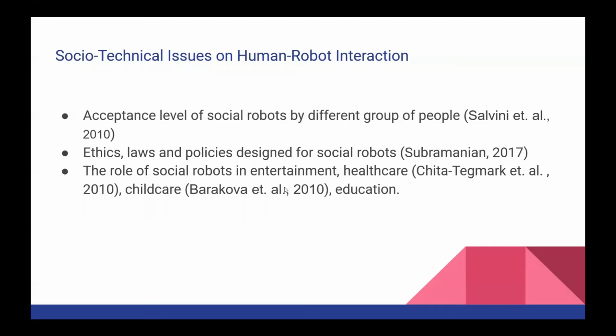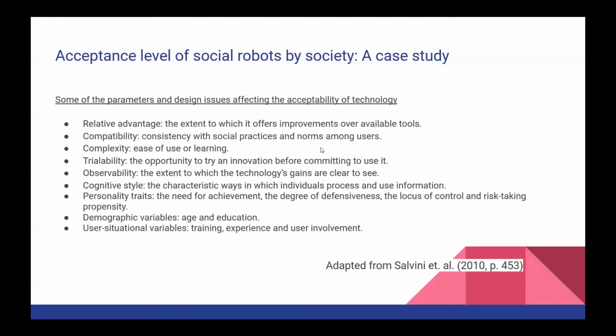Now I'm going to introduce the socio-technical issues on human-robot interaction we studied. First one is acceptance level of social robots by a different group of people. And second is ethics, laws, and policies designed for social robots. And the last one, the role of social robots in entertainment, healthcare, childcare, and education. First, I'm going to talk about acceptance level of social robots by society as a case study.